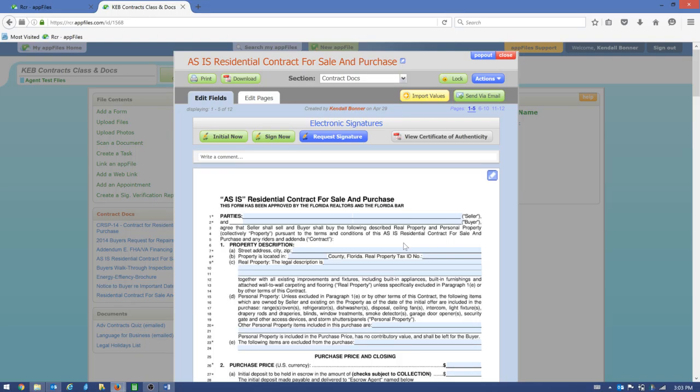The thought for the day is, don't just think it, ink it. You guys know that one, because if it's not in writing, it doesn't exist. Very, very relevant to contracts.